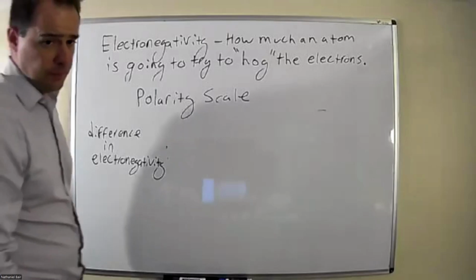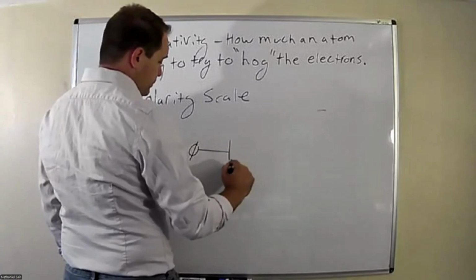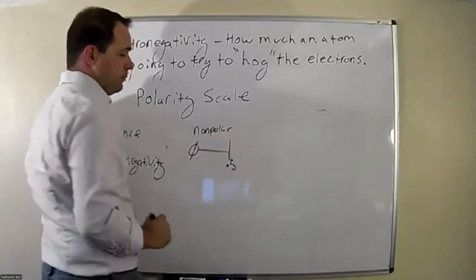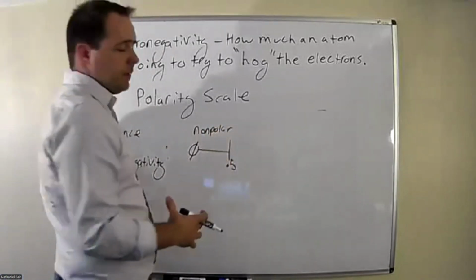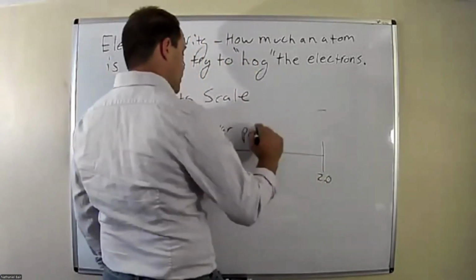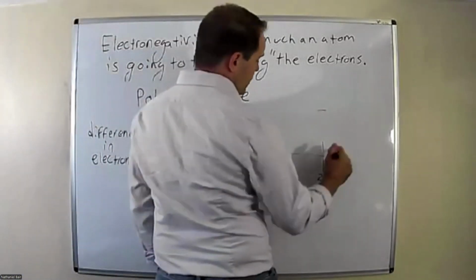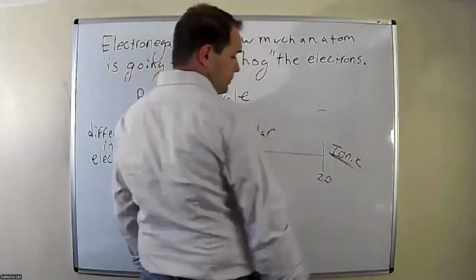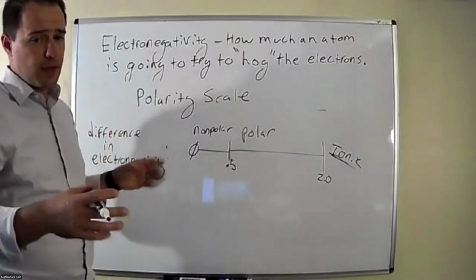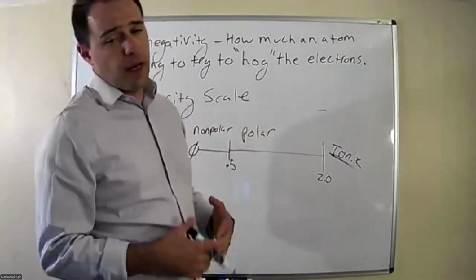Difference in electronegativity. If the two atoms have a difference in electronegativity of 0 to 0.5, we consider that bond to be a non-polar bond. If the two atoms have an electronegativity difference that's greater than 0.5 but less than 2.0, we consider that to be a polar bond. And if the two atoms have an electronegativity difference that's greater than 2.0, you're probably ionic, right? If the two atoms have such vastly different desires for electrons that the difference between them is greater than 2.0, then you're probably an ionic bond.